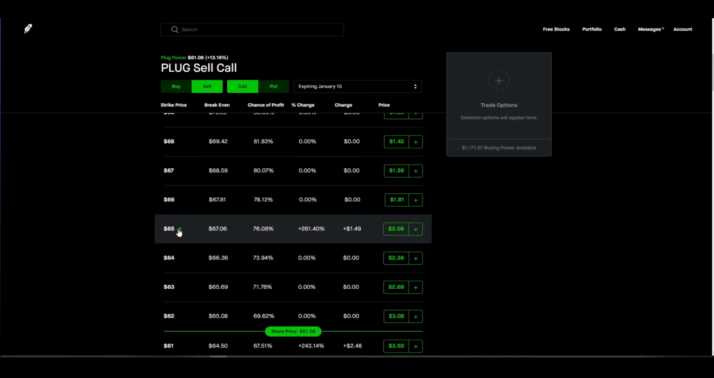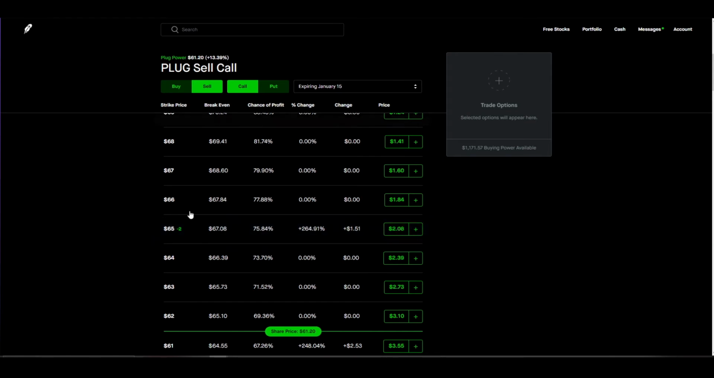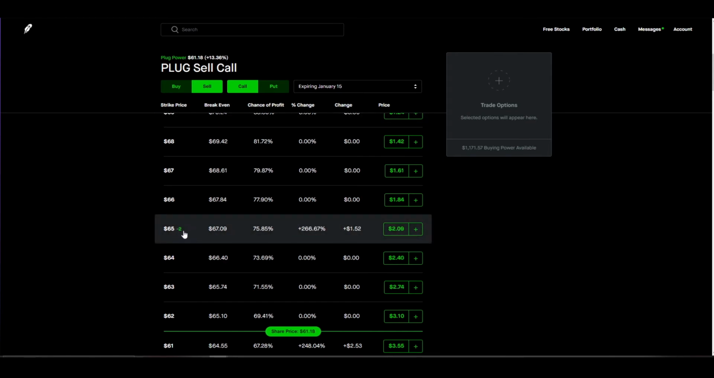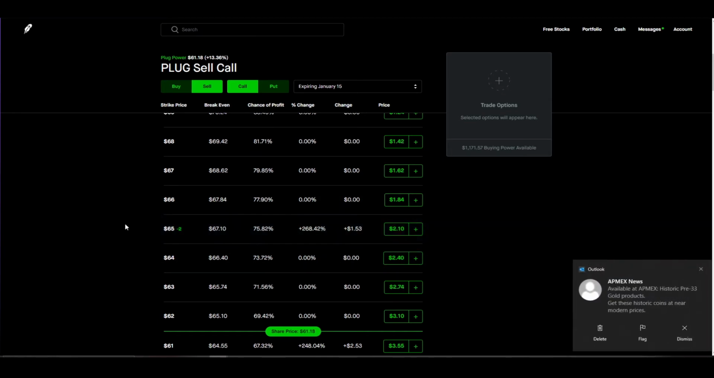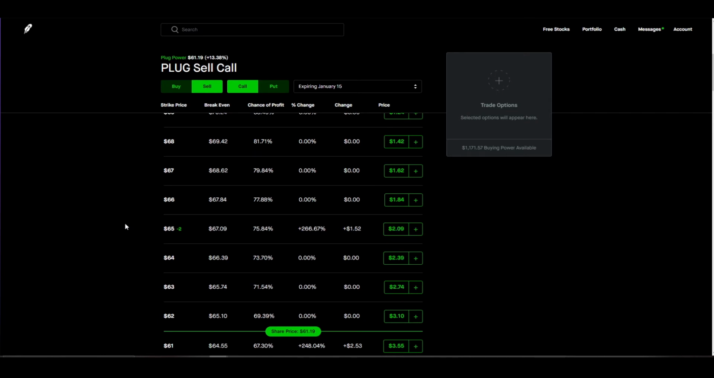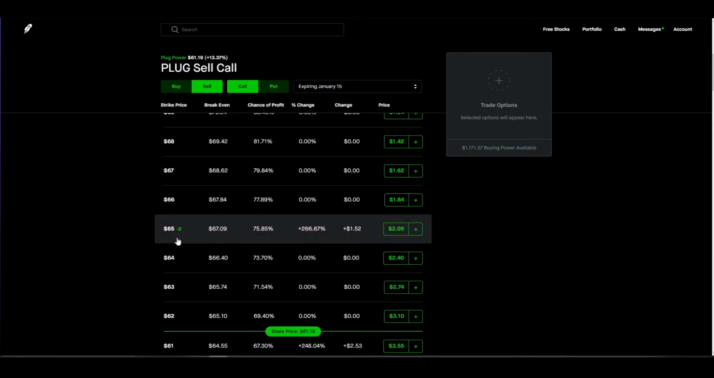And I wrote 2 at 65. What does this mean? This means if the share price goes up to 65 and over by January 15th, I have to sell 2 positions, 200 shares, or 2 commitments to whoever bought and holds those contracts currently. So on Friday, if it is at 65, I have to sell my shares. Now, why would that be a bad thing for me?